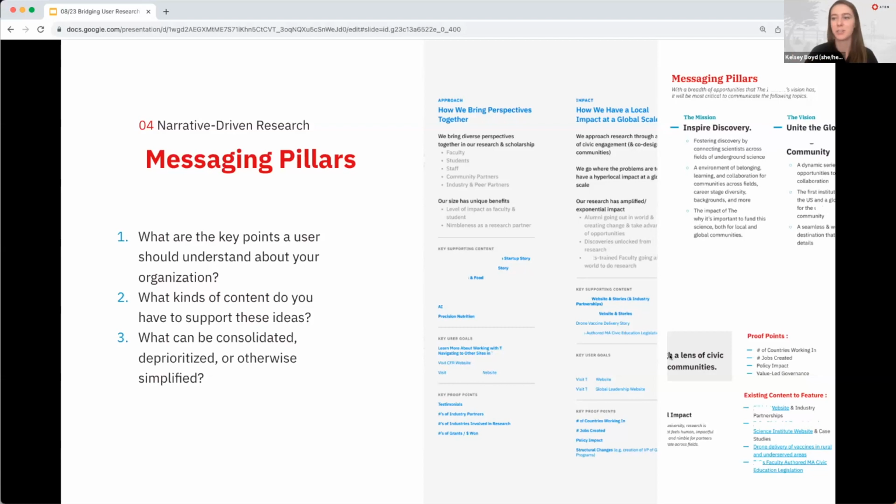So again, we're often asking questions like, what are the key points a user should understand about your organization? What kinds of content do you have to support these ideas, in terms of the visuals and types of information that might be supplementing the point you want to make? And what can be consolidated, deprioritized, or otherwise simplified? A lot of what we're looking to do is make sure we are not having duplicative work across the site or content, but really simplifying and making sure there is a core point of truth that, if necessary, we can direct to from other points in the site, and simplify the menu for external users.